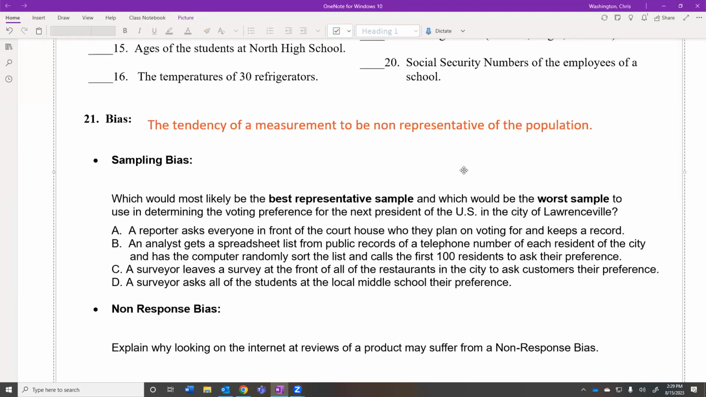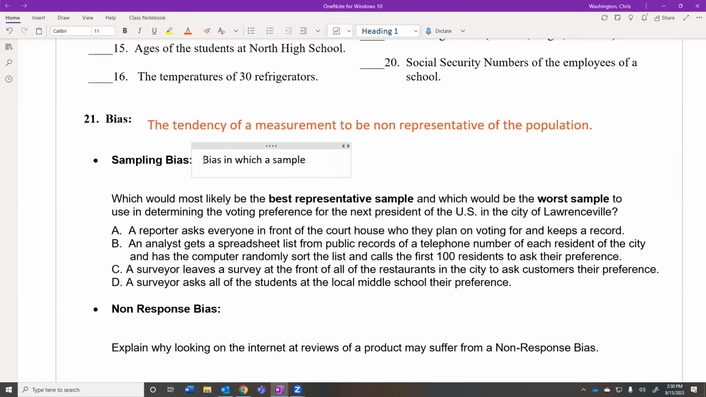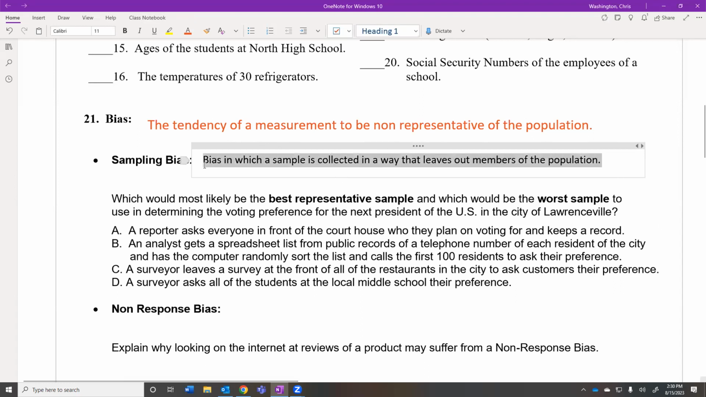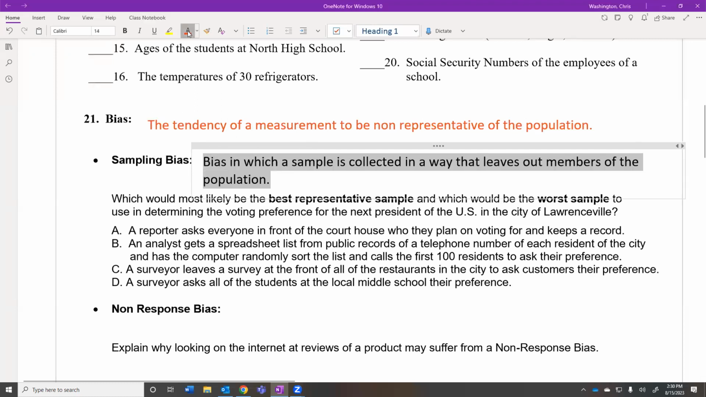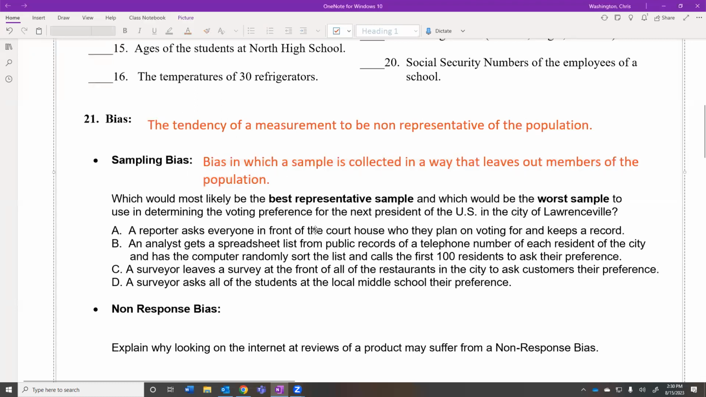So that's what I just did. I gave you an example of sampling bias. But what is sampling bias? Sampling bias is bias in which a sample is collected in a way that leaves out members of the population. So we're collecting this sample, but our sample is not very representative overall of the entire population. Like the boys basketball team.